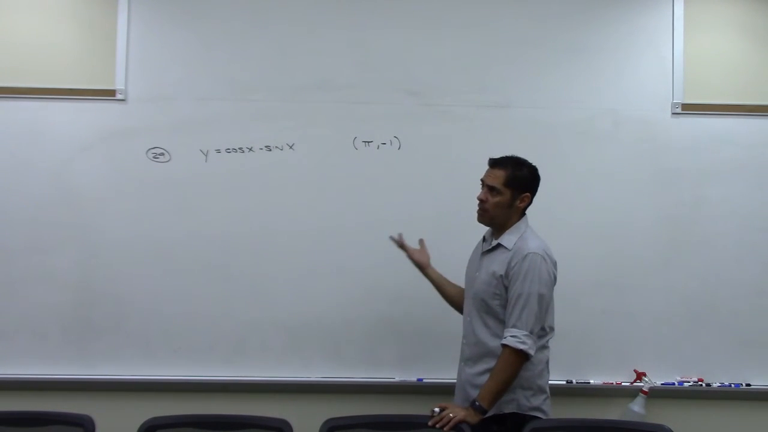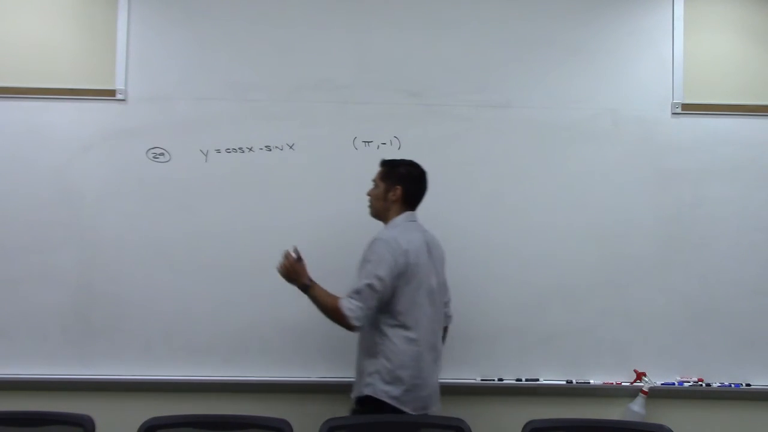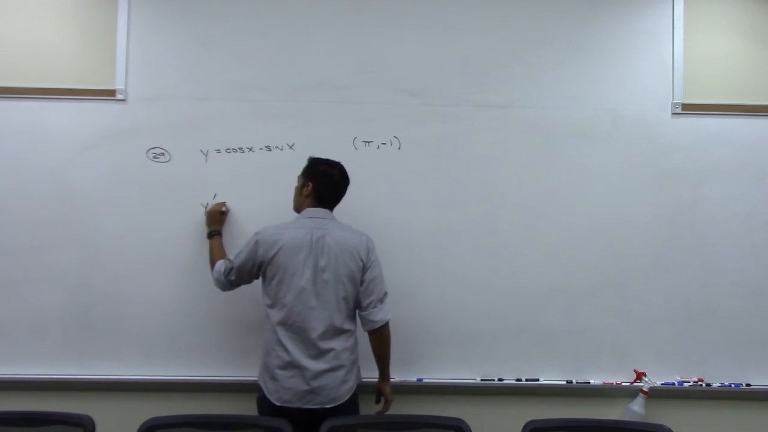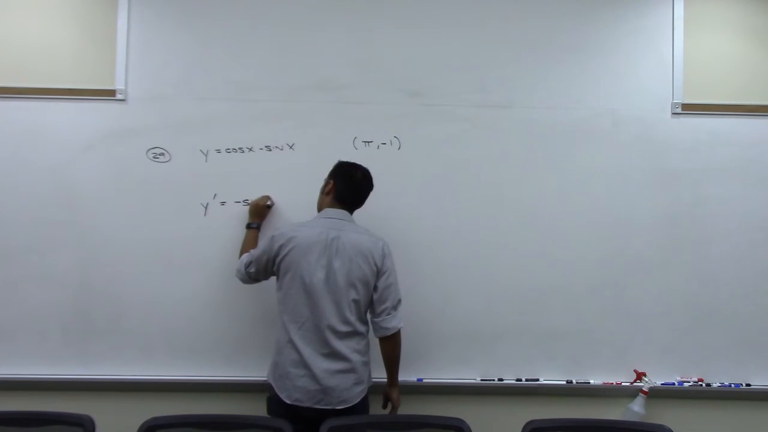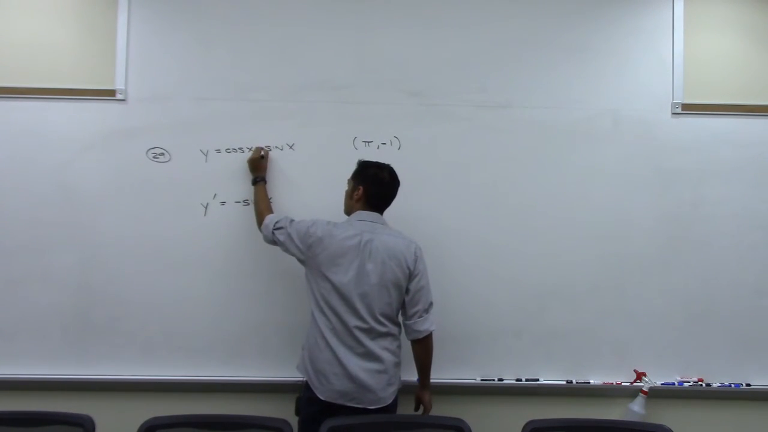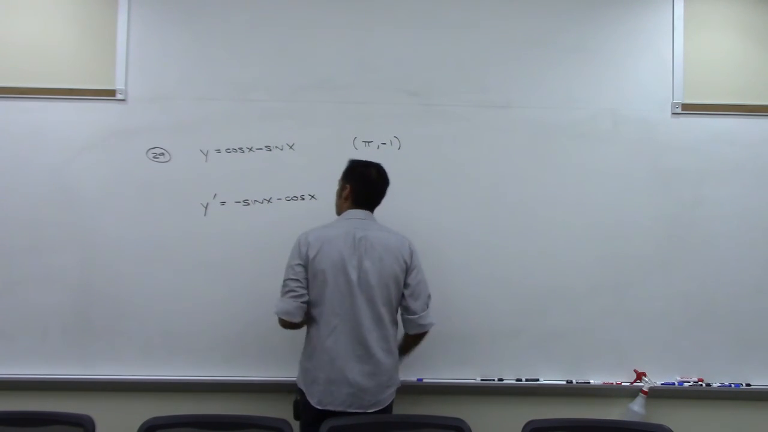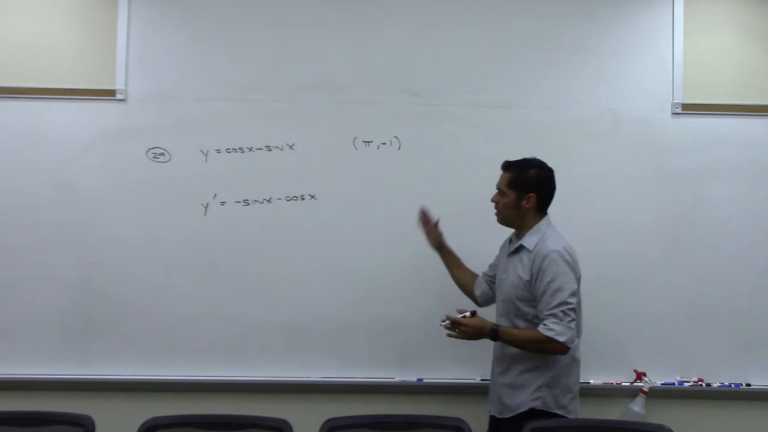So we need a slope and we need a point. We already have a point. The slope is the derivative, right? So let's find the derivative. Derivative of cosine is negative sine x. And then here, the minus is here, right? Derivative of sine is cosine, so minus cosine x. So there's your derivative. That'll give you the slope of the tangent line at any point.